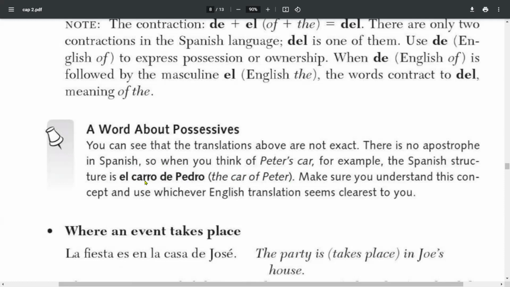First, the possession. What's the possession? The car. Who's the owner? Peter. So Peter goes at the end. El carro de Pedro. And whenever you want to say possession, like Peter's car, you will use this form.